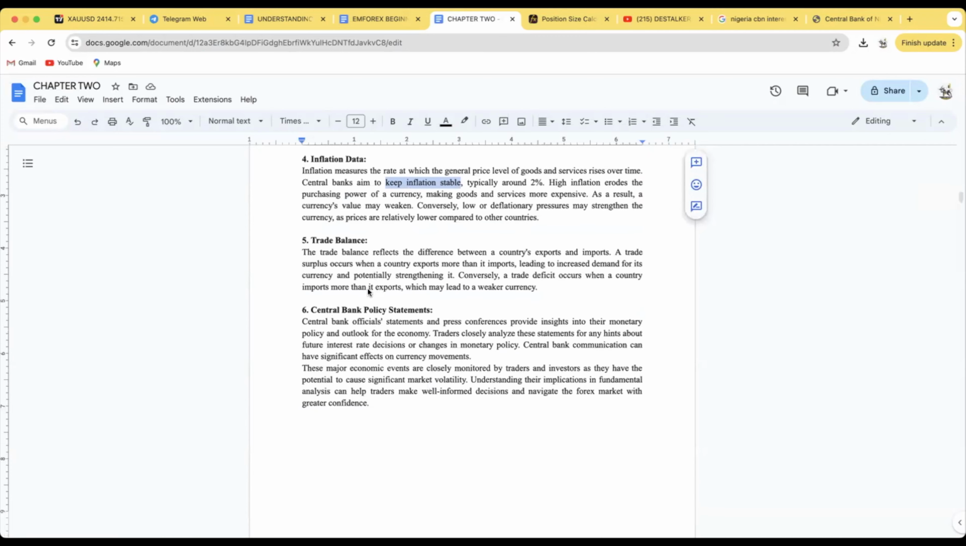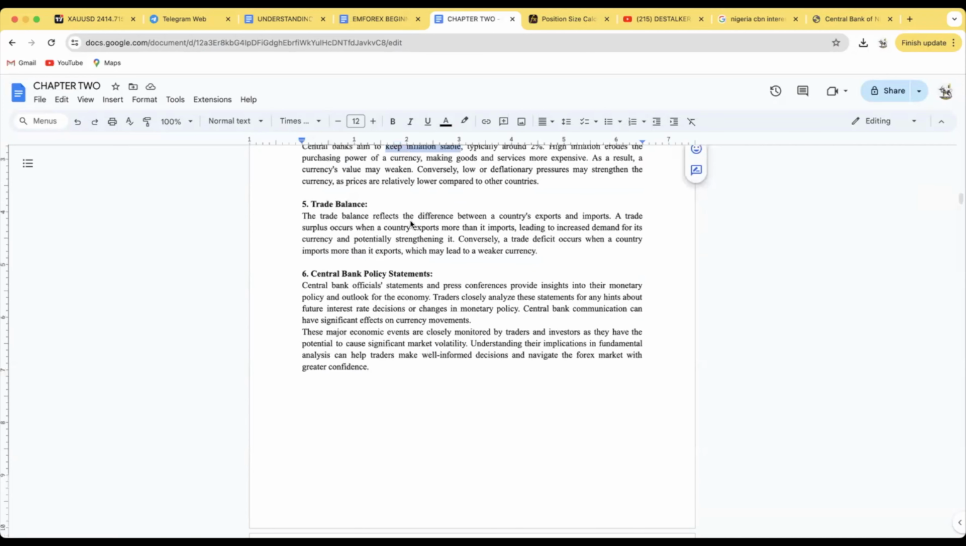So you can take your time and read through this. Trade balance reflects the difference between a country's exports and imports. So they have to be balanced. A trade surplus occurs when a country's exports are more than its imports, leading to increased demand for its currency and potentially strengthening it. So when a country exports more than it imports, it's actually good for the currency, because people are in high demand.